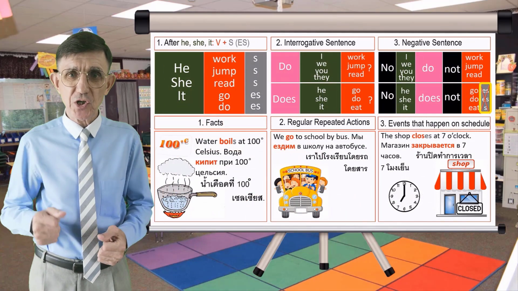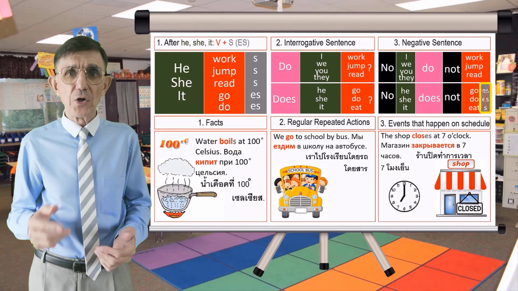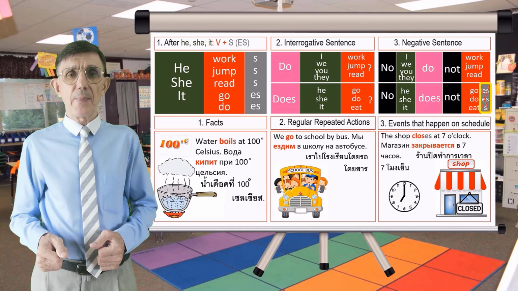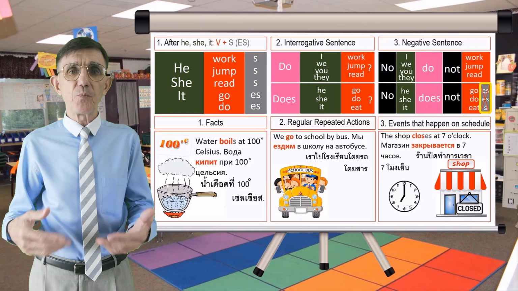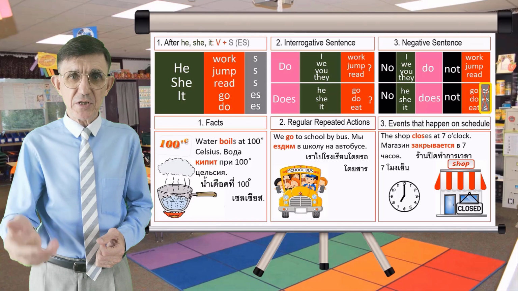To make a question, we put the auxiliary verb, to do, before a subject. To make a negative sentence, we put the negation, not, after the auxiliary verb.